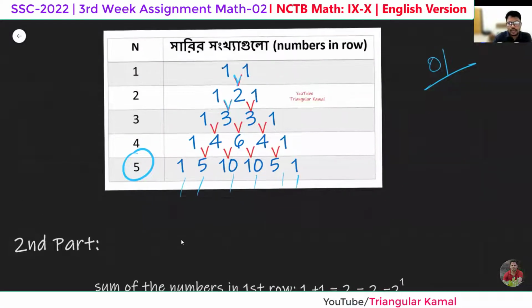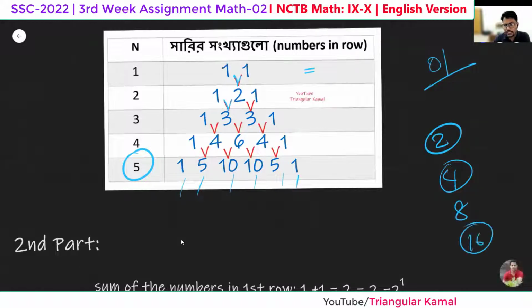Let's review. In the second part, the sum will be 2. Then 1 plus 2 plus 1, the total sum is 4. Then 1, 3, 3, 1, their sum is 8. Then the next row sum will be 16. And for the fifth row, 1, 5, 10, 10, 5, 1, there will be 32.